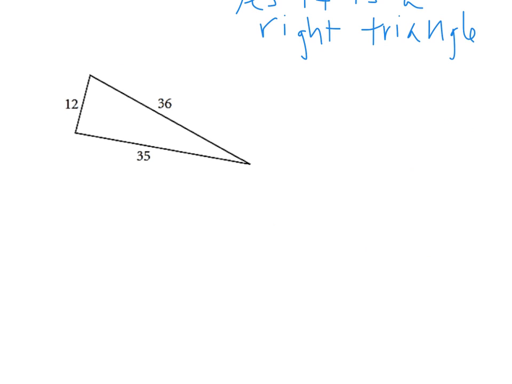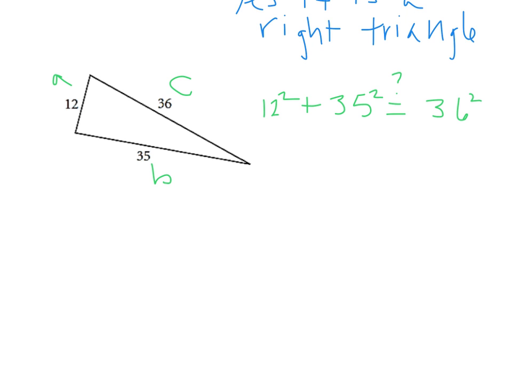Alright, so we can check this one. Again, we need to figure out which is the hypotenuse. It's the longest side. That's C here. The other two are just A and B. It looks like if we have a 90-degree angle, it's between 12 and 35. So let's go ahead and check. We plug it into the Pythagorean theorem. So 12 squared plus B is 35 squared equals, let's see, C, which is 36 squared.